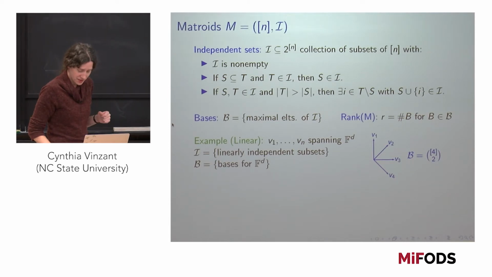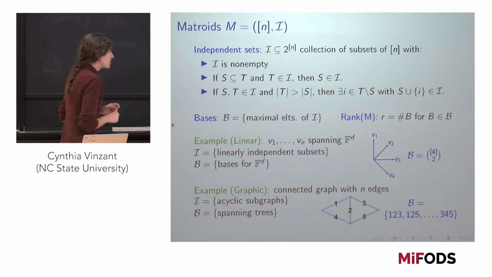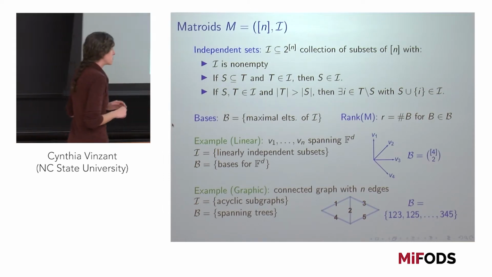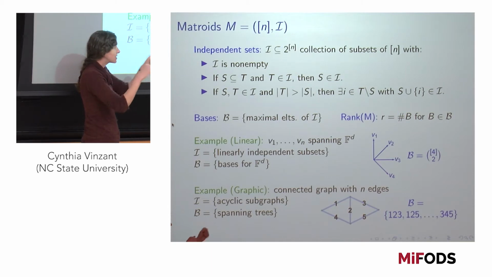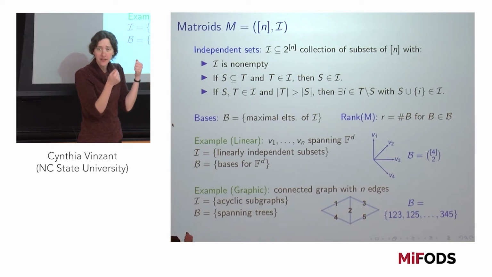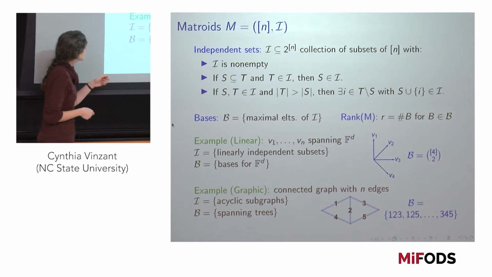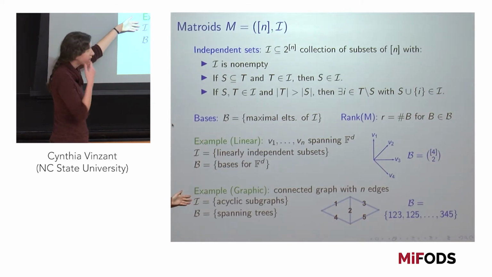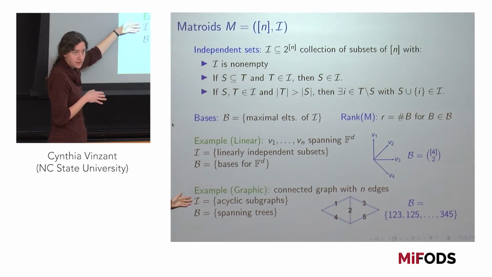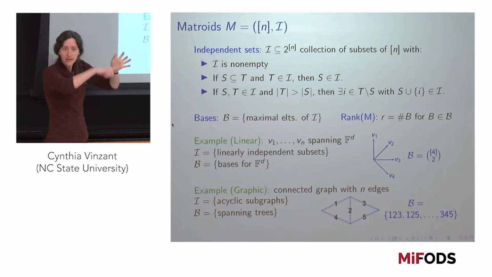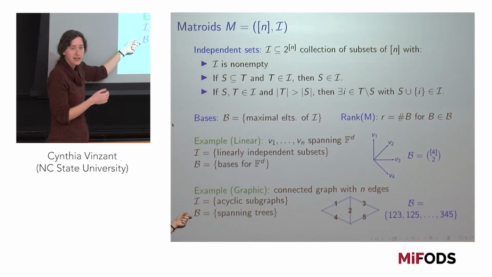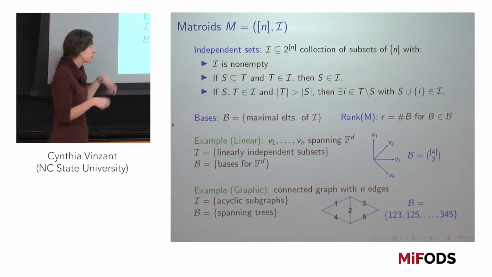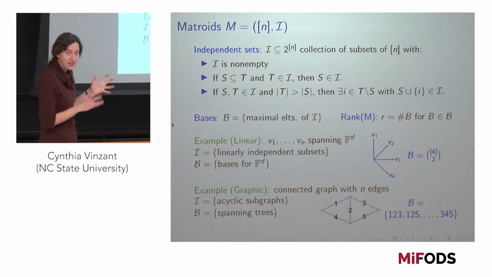Another one of the canonical examples are matroids coming from graphs. So suppose I take a connected graph with n edges. And so now subsets of 1 through n I can think of as subsets of the edges of this graph. And in this case, I can get a matroid by taking independent sets to be acyclic subgraphs. Subsets of edges that don't have a cycle in them. And if I take a maximal acyclic subgraph of a connected graph, what I end up with is a spanning tree of the graph. You can check this again is actually a matroid.